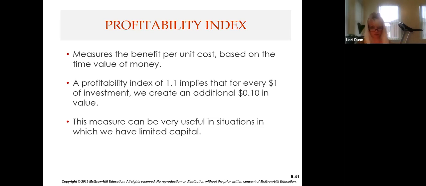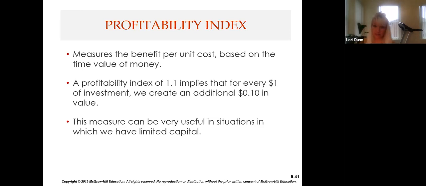The next tool you can use, and this tool is great if you are trying to rank projects, because maybe you have 5 projects that all have net present values that are positive, and you're like, oh, which one should we do? We only have this much money, okay? You can use the profitability index to really help you make those determinations. So this measures the benefit per unit cost based on the time value of money.